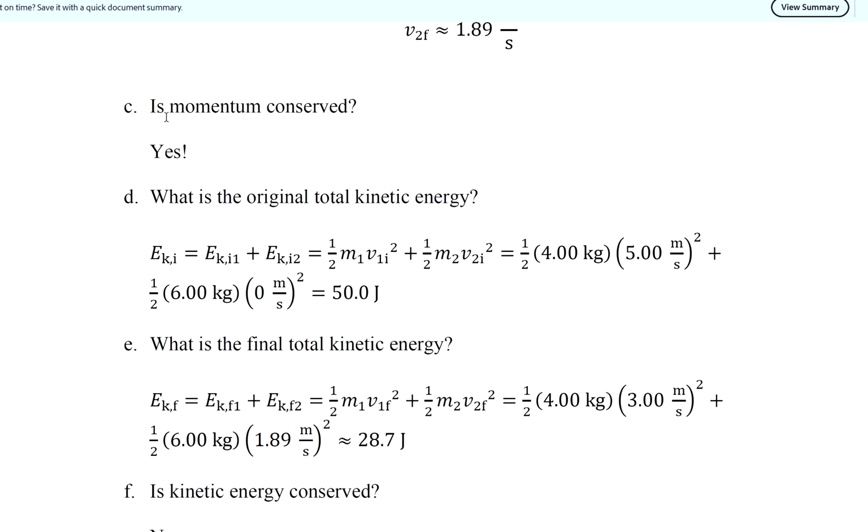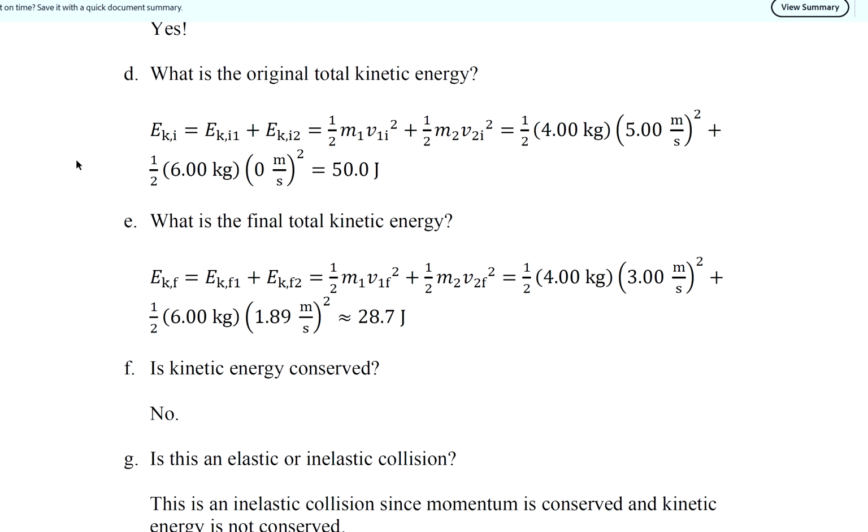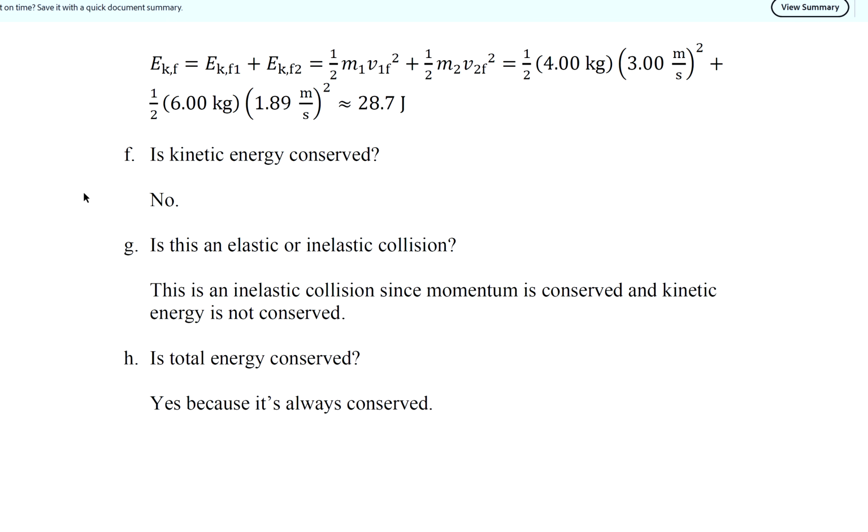Is momentum conserved? Yes. What's the original total kinetic energy? It's 1/2 m1 v1 squared plus 1/2 m2 v2 squared, 50 joules. What's the final total kinetic energy? It's 1/2 m1 v1 final squared plus 1/2 m2 v2 final squared. Is kinetic energy conserved? No, because initial kinetic energy does not equal final kinetic energy.